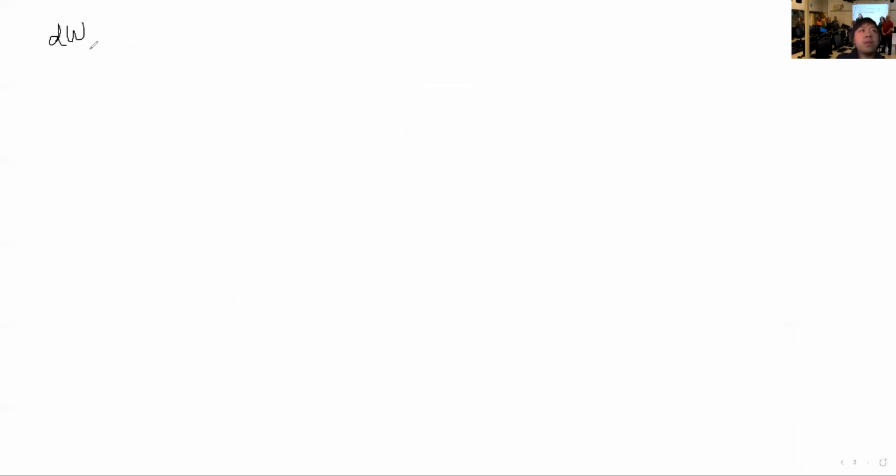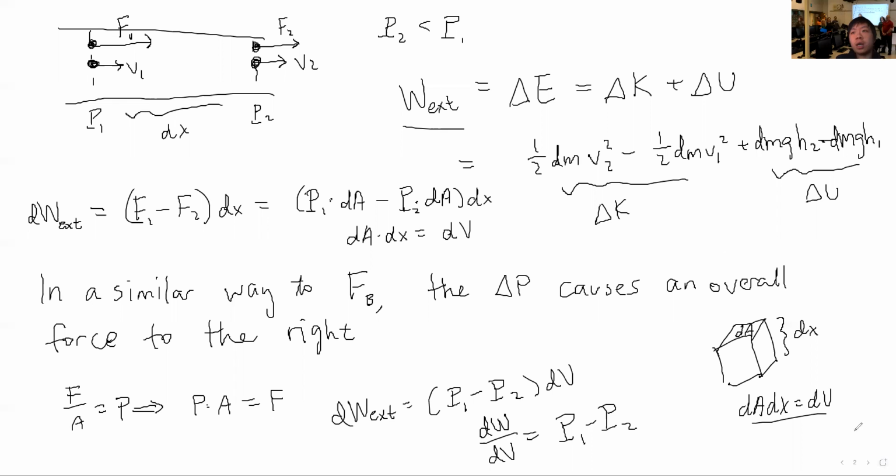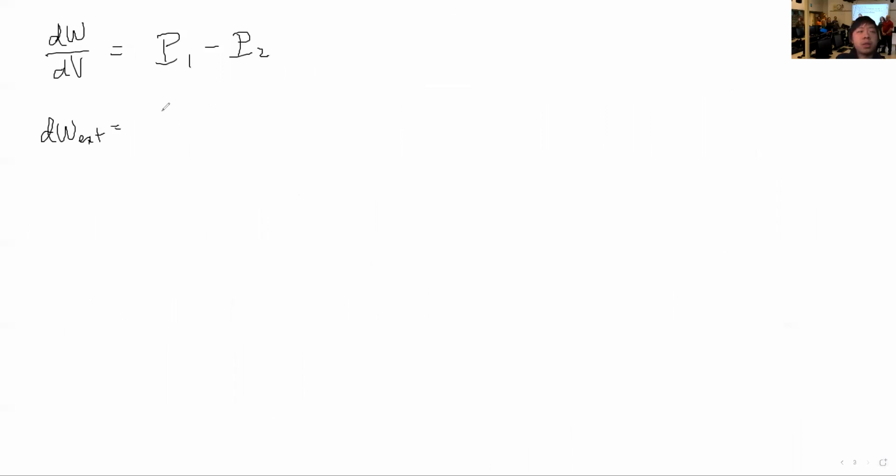Okay, so we have dW/dV is equal to the difference in pressures. What now? Well, what else is dW? dW is equal to the change in energy, right, as we saw here. So this is half mv squared minus half mv squared plus mgh minus mgh, right?